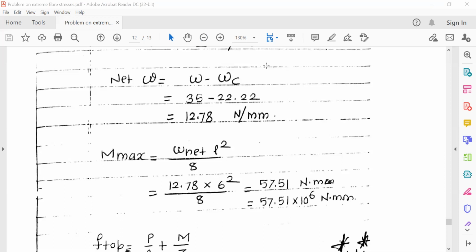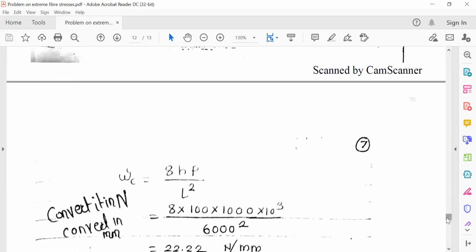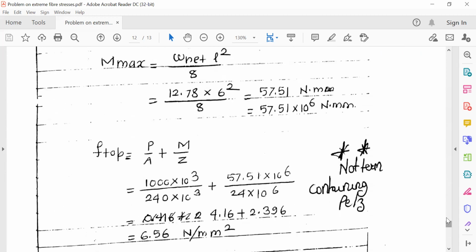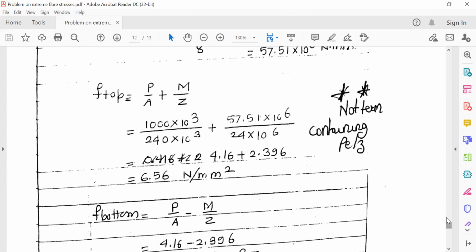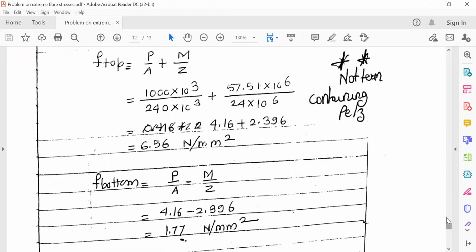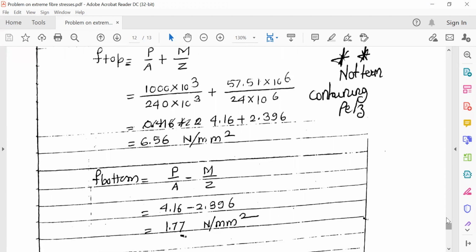After calculating the maximum moment, you need to calculate extreme fiber stresses at the top and the extreme fiber stresses at the bottom. So F top के लिए formula है P by A plus M by Z, and F bottom के लिए formula है P by A minus M by Z. Here no, we are not going to include the terms containing PE by Z.